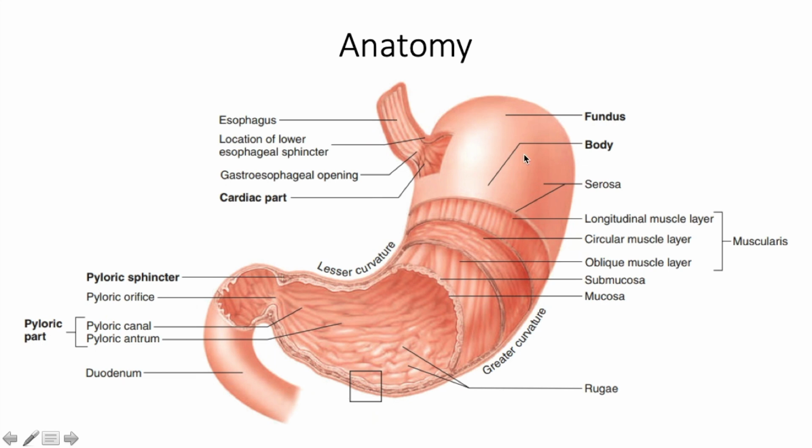Again, we'll talk a little bit about lymph nodes later, but basically there are lymph nodes on the left and right of the cardia or proximal stomach, and then lesser curve nodes, greater curve nodes, and then supra and infrapyloric, so near the end of the stomach, above and below.